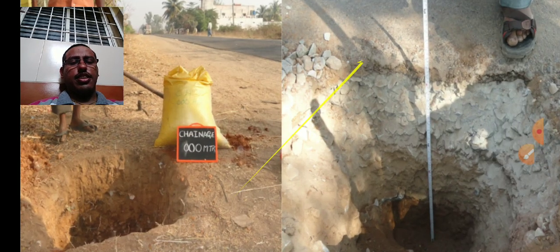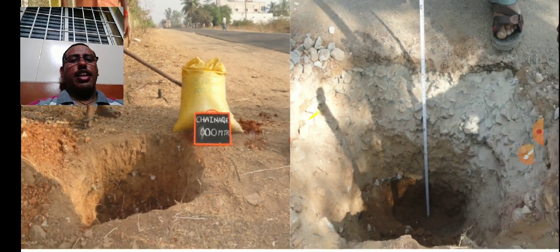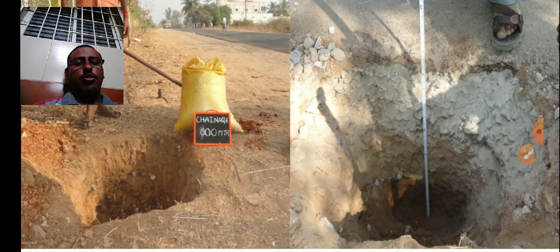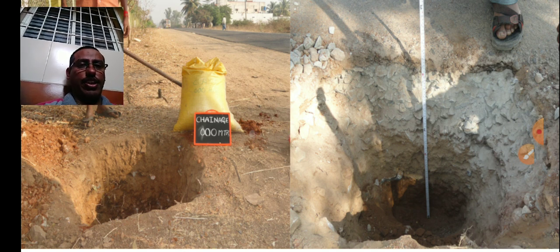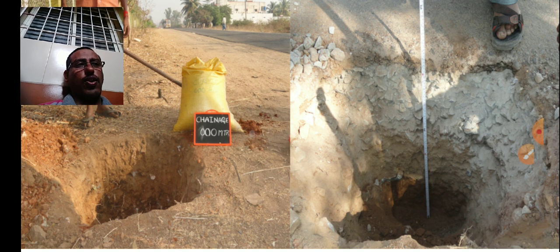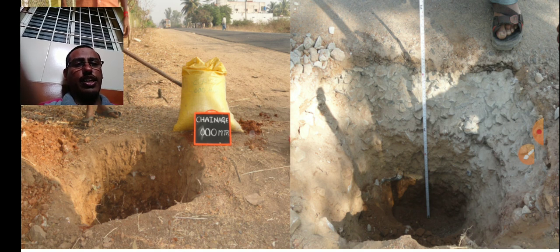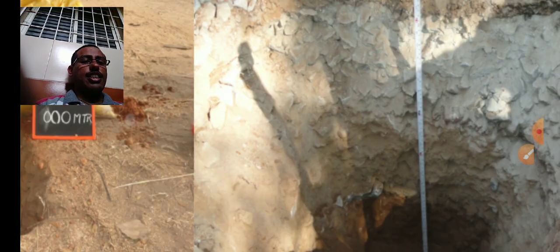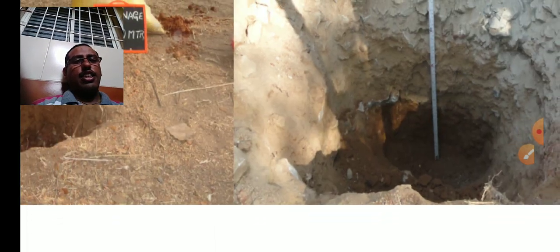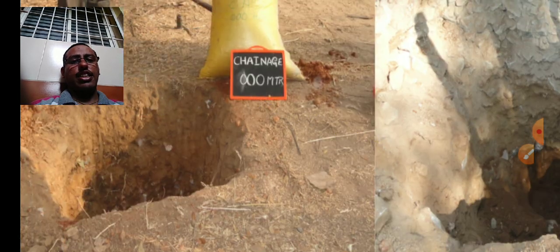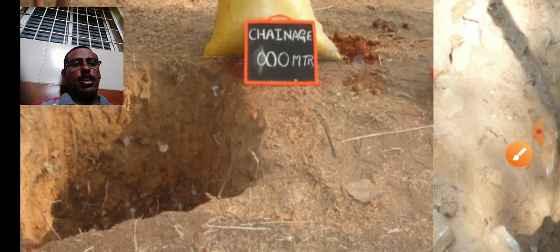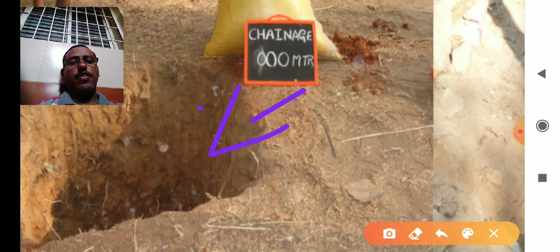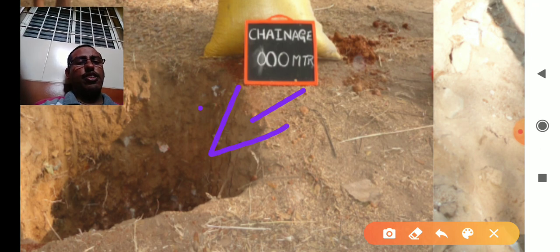In every 100-meter interval we have to collect a soil sample for finding the CBR percentage in flexible pavement. That means for designing a flexible pavement, the CBR percentage is very important. Using the CBR percentage, we find the thickness of various layers. We observe the layers of thickness using a test pit or trial pit.